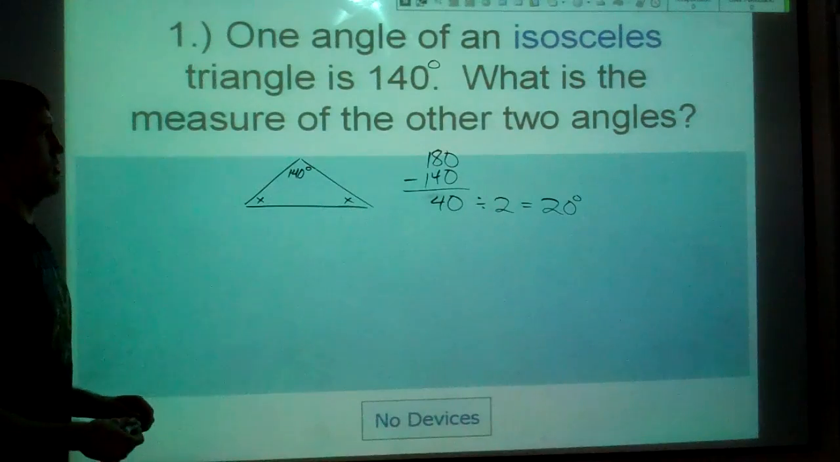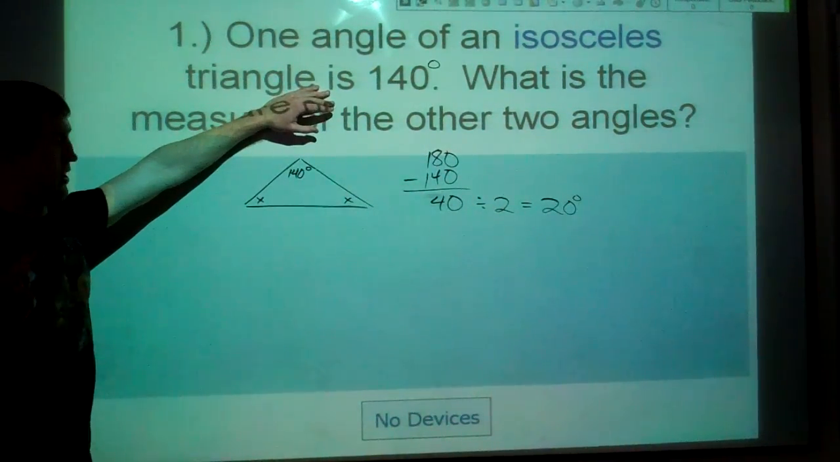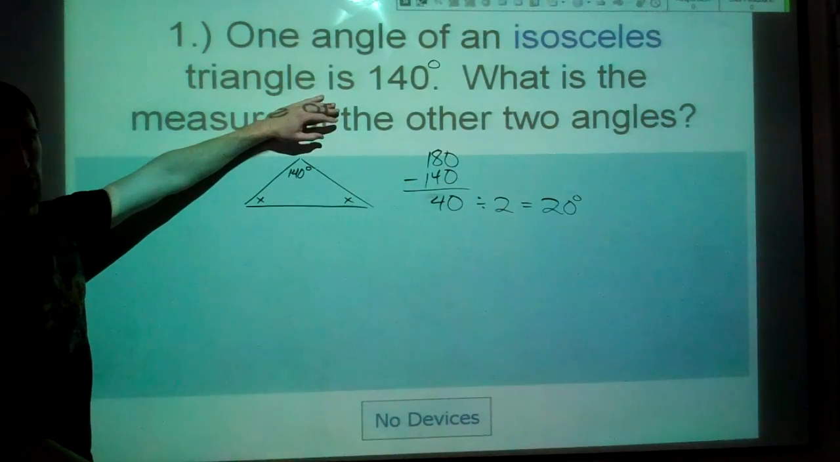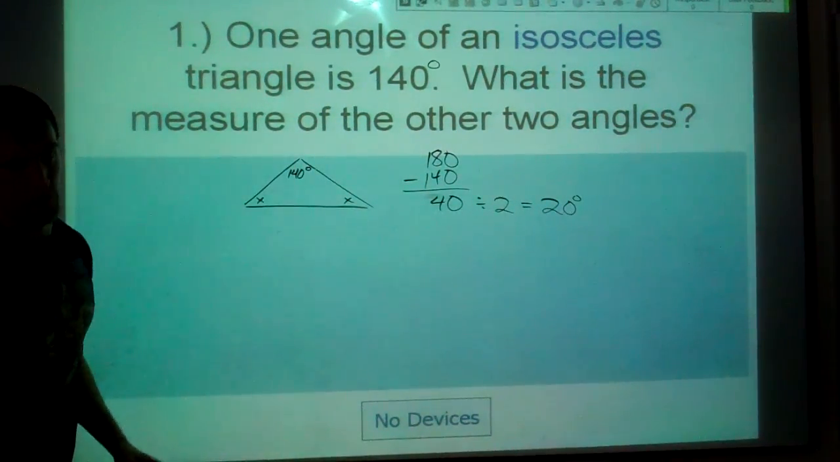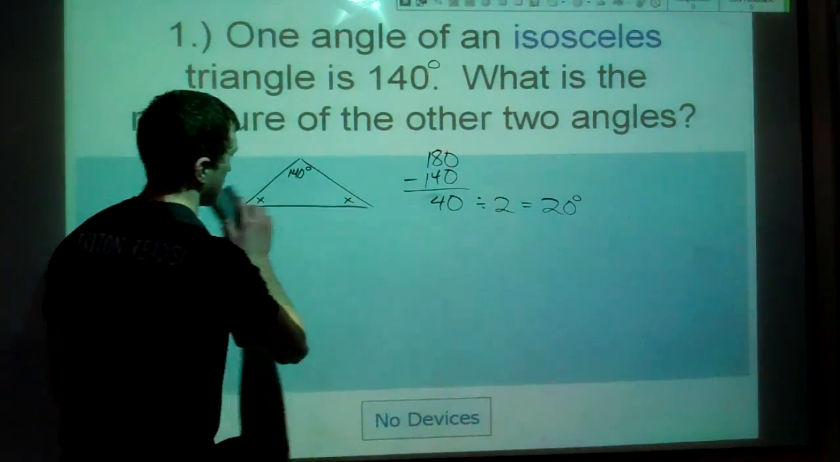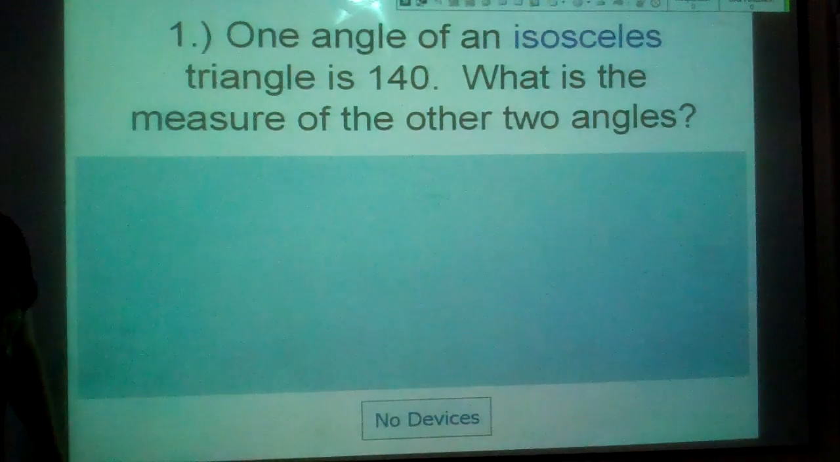Some people might wonder, why couldn't 140 be the angle that is doubled in our isosceles triangle? That's because if we have two 140s, we're over 180 degrees. So that can't be possible.